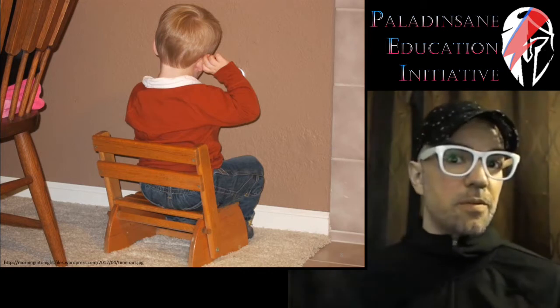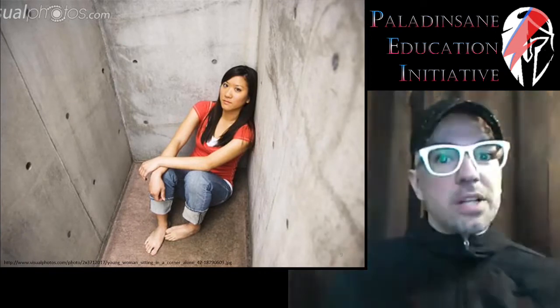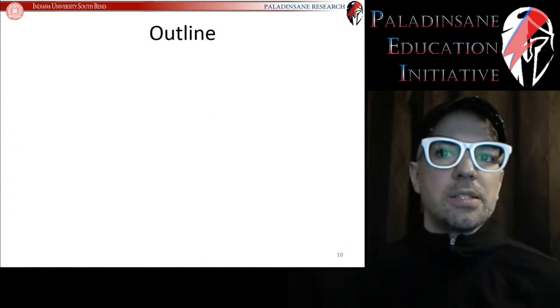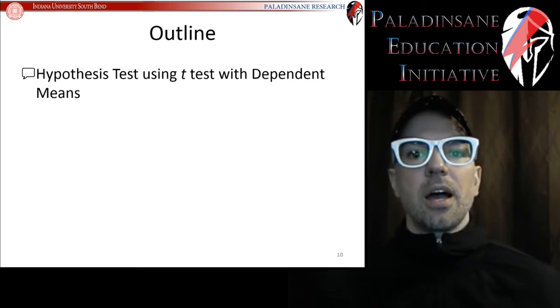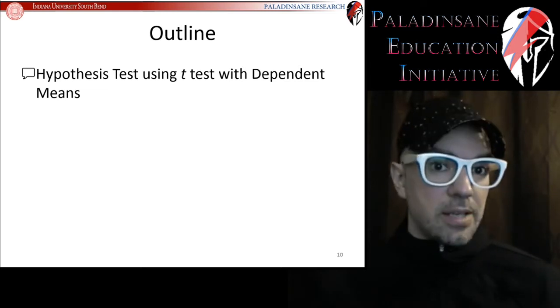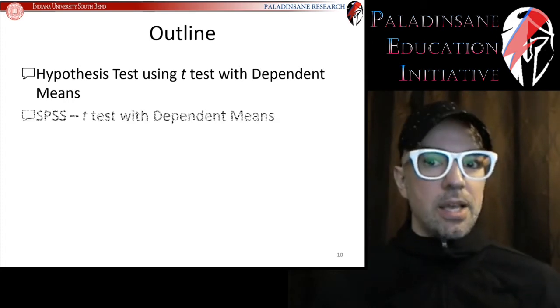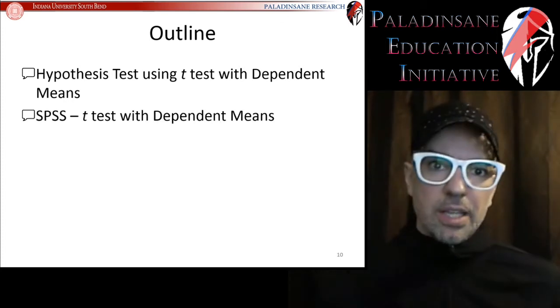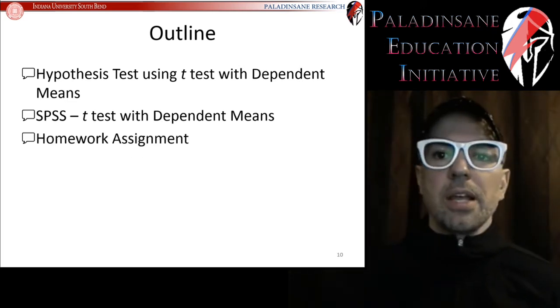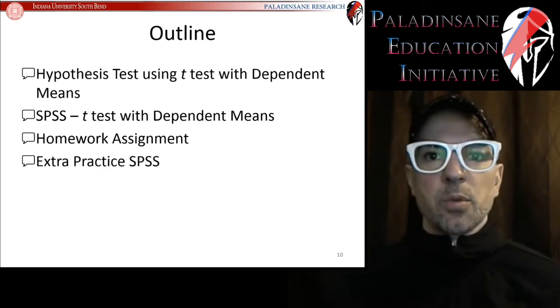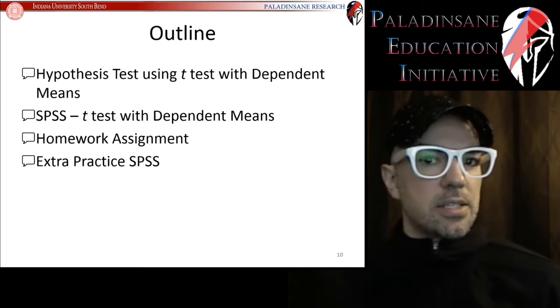So the question we're going to take a look at today is that studies have shown that this is effective for changing children's behavior, but is it effective for changing adult behavior? Does timeout work for adults as well? So that's what we're going to take a look at today as we explore dependent means t-tests. So we're going to introduce the idea of a t-test for dependent means, doing a hypothesis test with a t-test for dependent means. And then we're going to launch into SPSS to see how you actually can do that using that statistical program. And then I'll mention the homework assignment and where you can find some extra practice with SPSS so that you can develop those necessary skills.